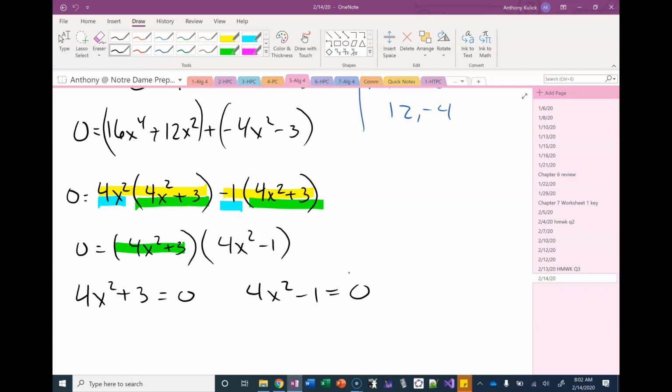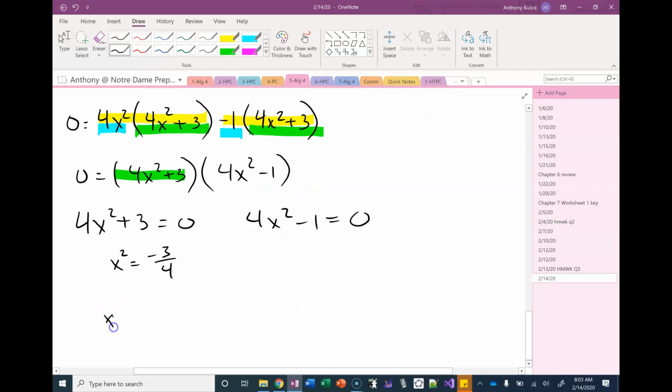Is that cool? So for this first one, we'll subtract 3 and then divide by 4. And then when we square root both sides, we get x equals plus or minus the square root of negative 3/4, right? What does it mean when I'm square rooting a negative? It means it's imaginary, right? So this one I'm going to discard as non-real. We're not going to worry about that solution because we got an i. I'm just going to discard that.